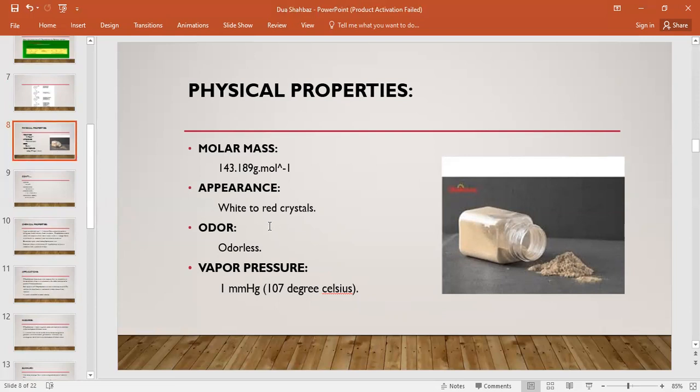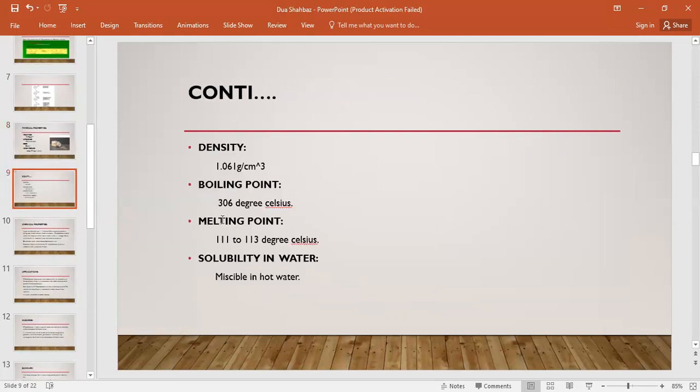Appearance is white to red color. Odor, it is odorless. Its vapor pressure is 1 mmHg at 107 degrees Celsius. Density, its density is 1.061 grams per cubic centimeter. Boiling point is 306 degrees Celsius. Its melting point ranges from 111 to 113 degrees Celsius. Solubility in water, it is miscible in hot water.